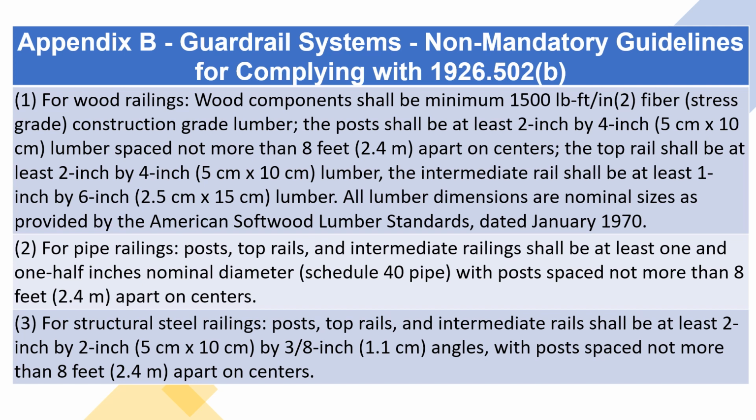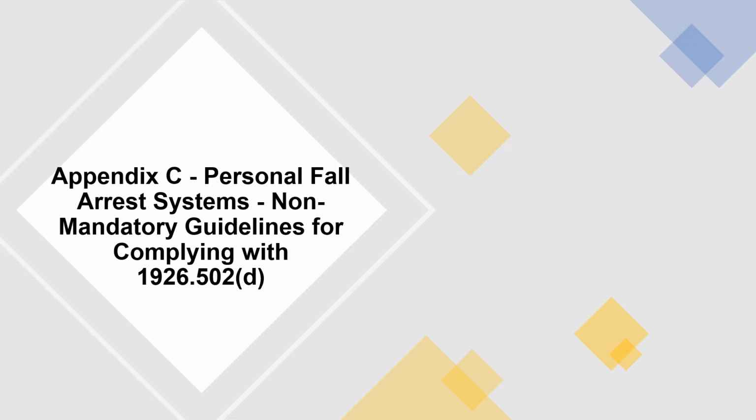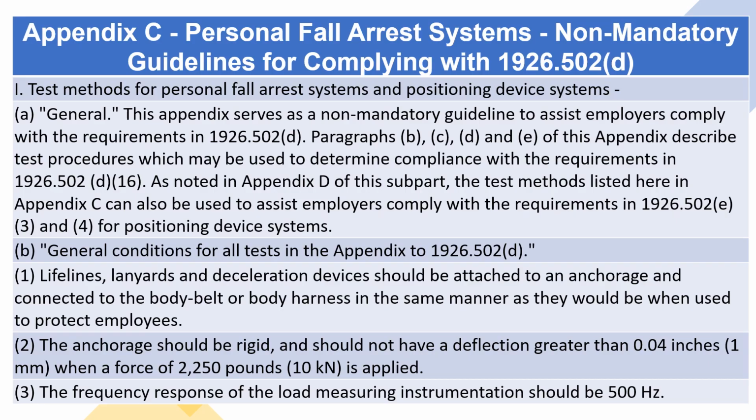3. For structural steel railings, posts, top rails, and intermediate rails shall be at least 2 inch by 2 inch, 5 cm x 10 cm, by 3/8 inch, 1.1 cm, angles, with posts spaced not more than 8 feet, 2.4 meters apart on centers. Appendix C. Personal Fall Arrest Systems, Non-Mandatory Guidelines for Complying with 1926.502(d). I. Test Methods for Personal Fall Arrest Systems and Positioning Device Systems. A. General. This appendix serves as a non-mandatory guideline to assist employers comply with the requirements in 1926.502(d).